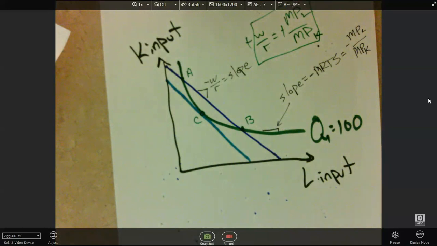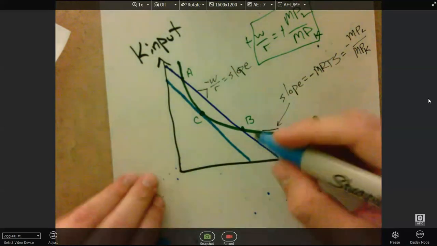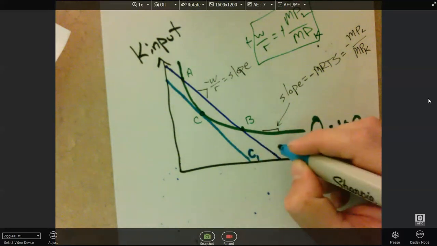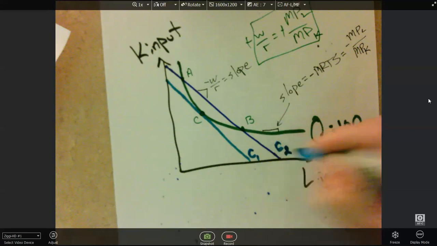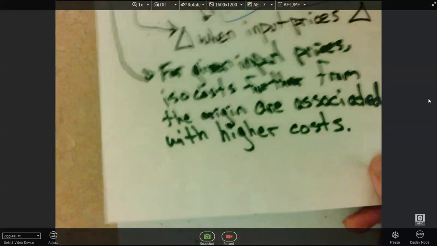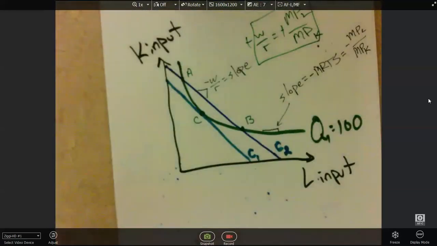It's C. Why is it C? What's going on? That's the golden question, right? This is a cost line 1, and this is a cost line 2. What do we know about iso-costs? For a given set of prices, iso-costs further from the origin are associated with higher costs. So even though it's meeting our cost minimizing conditions, it's a cost minimizing condition for that iso-cost curve. So you want to get to the lowest iso-cost curve possible, right?